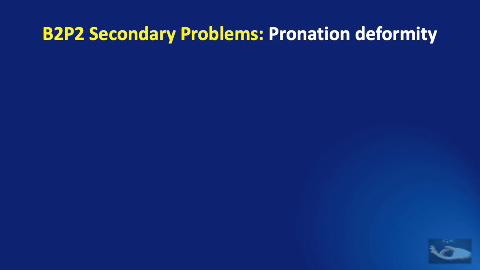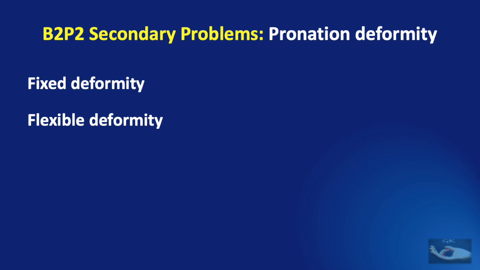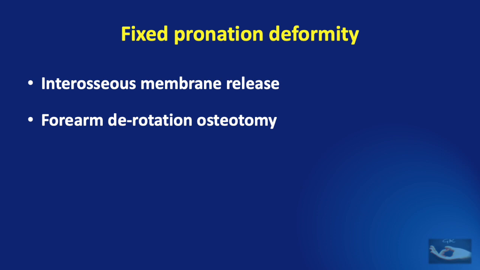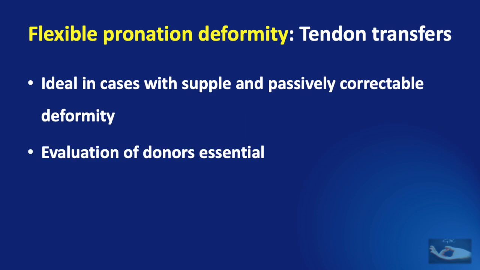The other deformity that can occur in the forearm is the pronation deformity. This again could be a fixed deformity or a flexible deformity. If it is a fixed deformity, an interosseous membrane release or a forearm derotation osteotomy needs to be done depending on the degree of the stiffness. When the deformity is flexible, that is, passive pronation is very easily possible, tendon transfers can be done. But before this, evaluation of the donors is very essential.